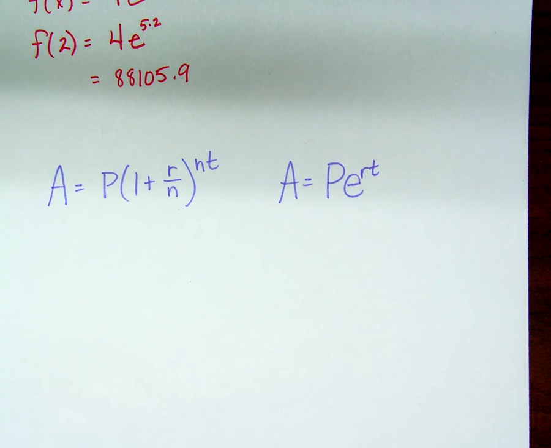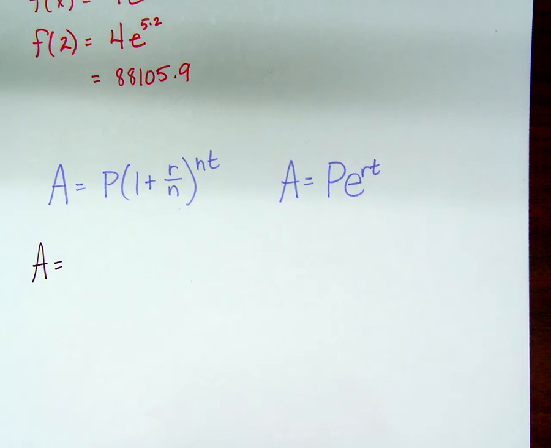Now, A and P and T in both formulas mean the same thing. Okay? A is the amount.